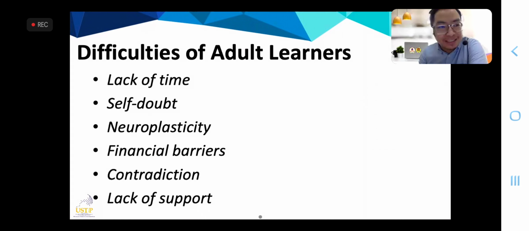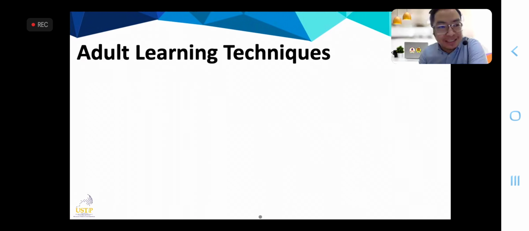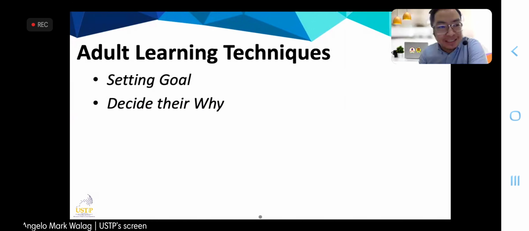Okay, what are our techniques? So I mentioned difficulties. So I'll give you some techniques. First is we set goal. This is what they'll get, then they are interested and motivated to learn.